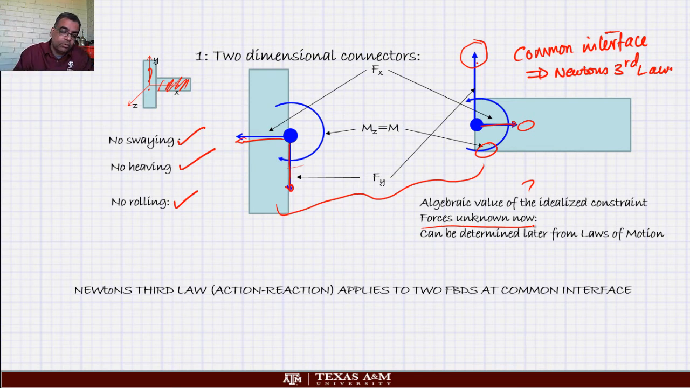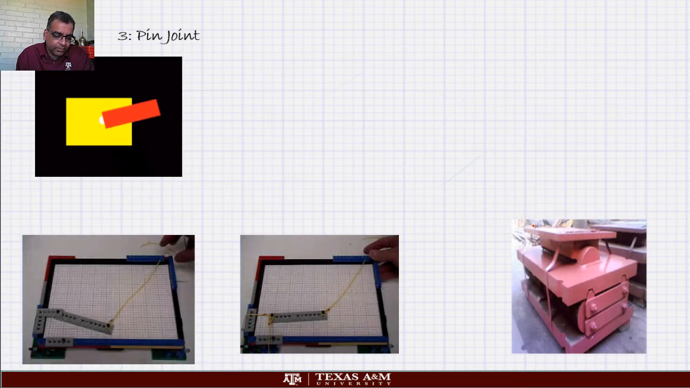Okay, so now we have an idea what a welded joint is. All the other joints in 2 dimensions are obtained by systematically allowing certain motions. So let's look at one example. This is called a pin joint.